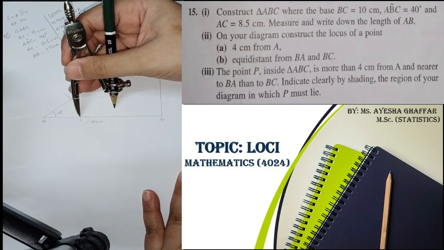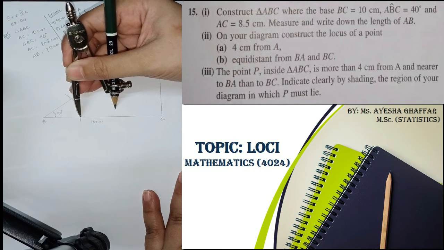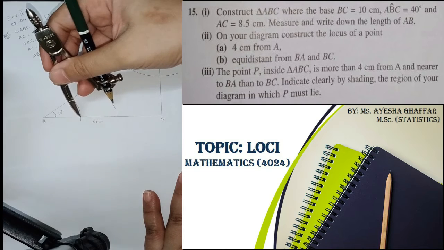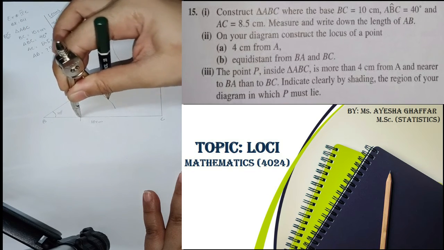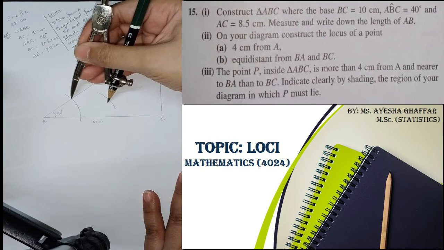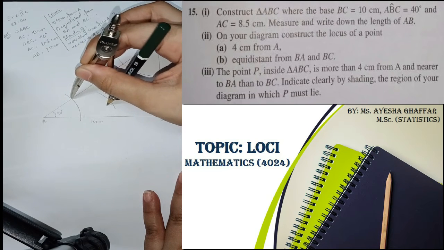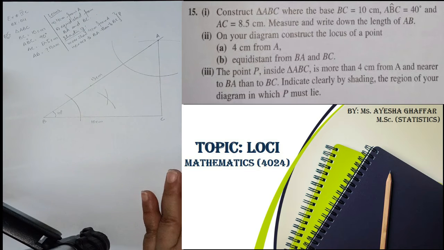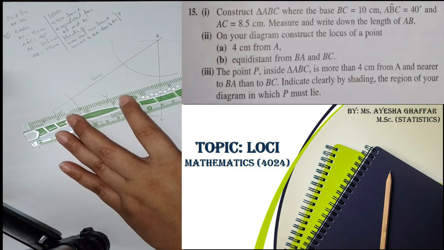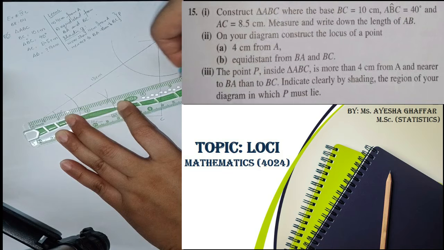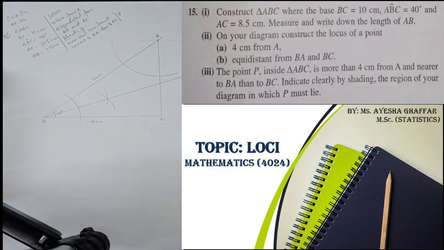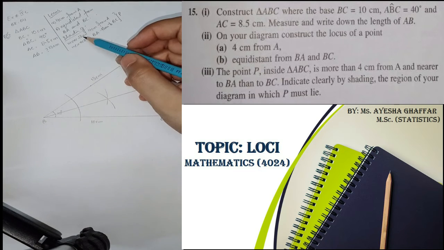Now we will keep our compass on this point where this line and arc both are intersecting and mark an arc in the middle. Similarly, from this point we will cross this arc. Now we will draw a line from point B passing through the intersecting of this arc. Okay, so we have constructed both locus. Now we will shade the region according to the condition.